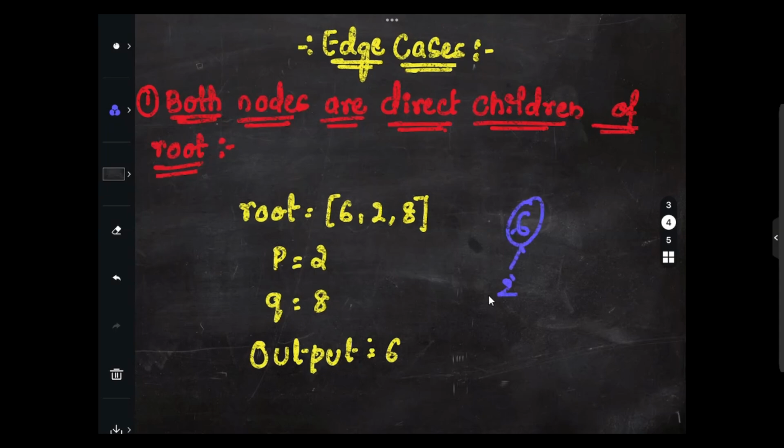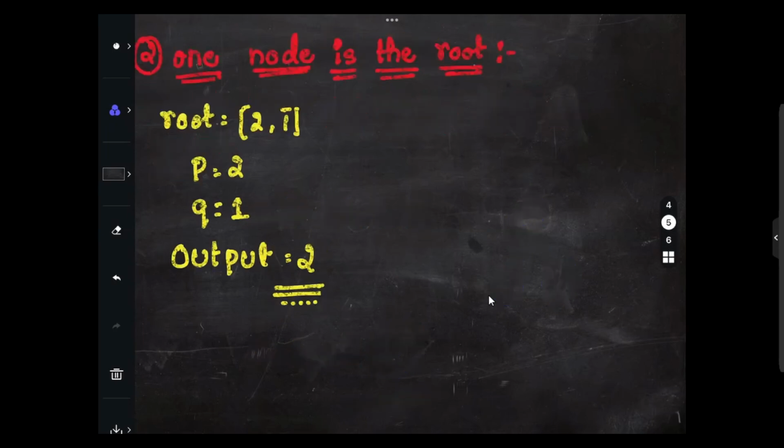6 to 8 directly, right? Both nodes are direct children of root here. In this case, the output will be quite obviously 6. We have already discussed this one, right? This is fine. A similar example we had already discussed, the first example, right? Let's move on with the second edge case. One node is the root. One node is the root.